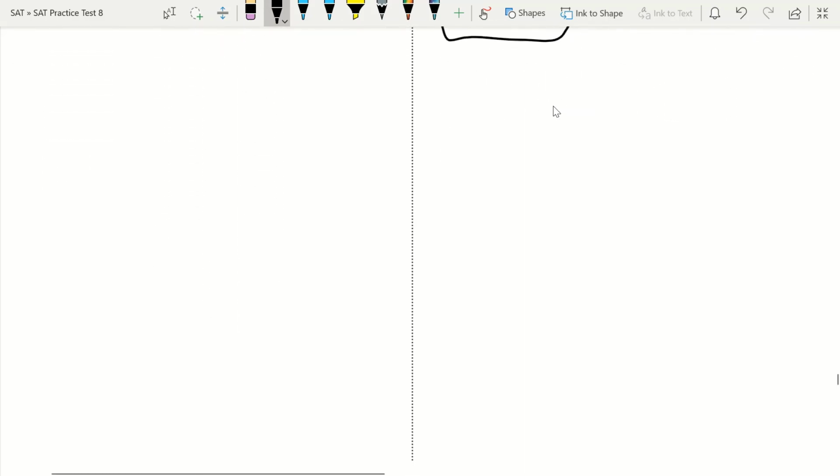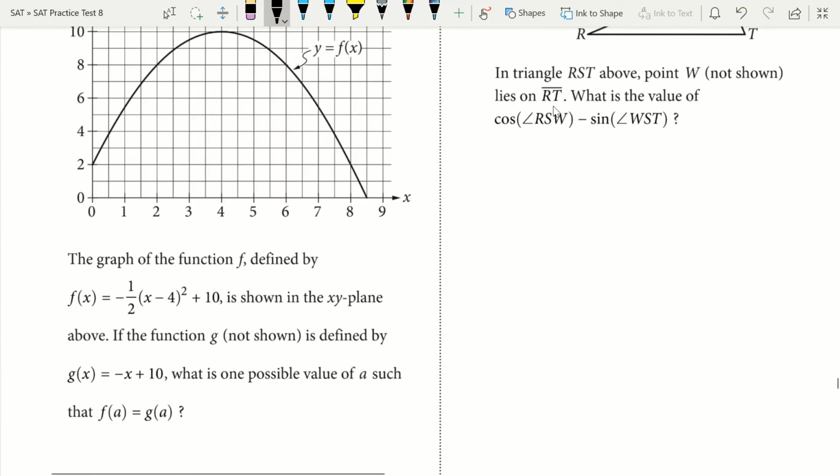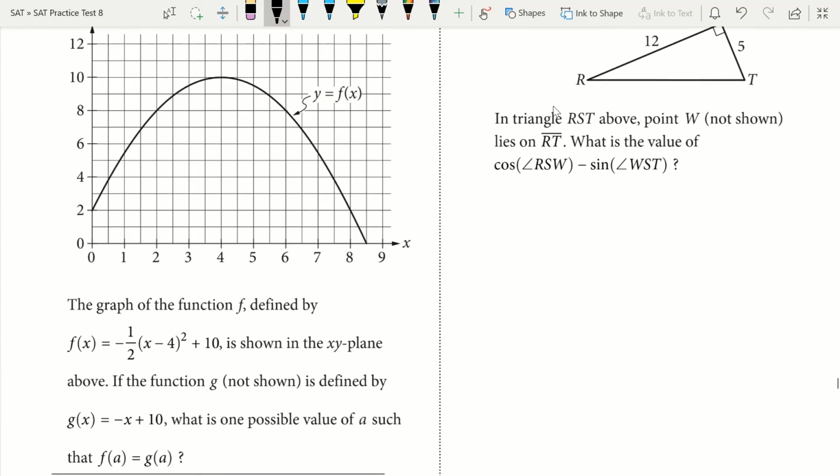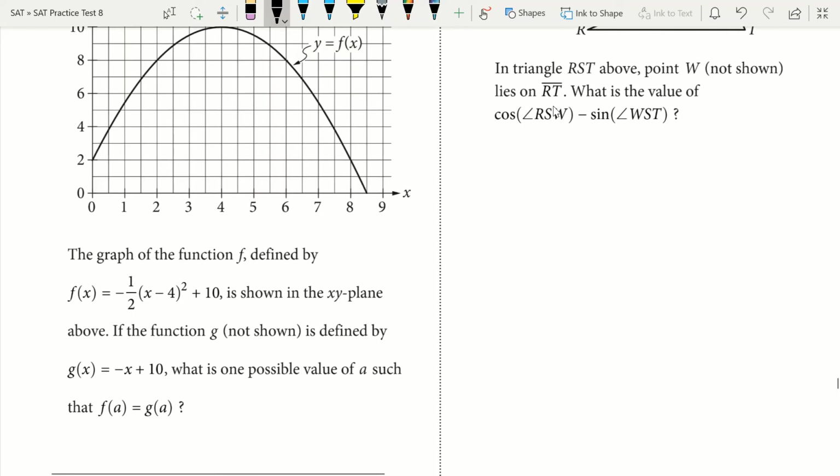All right, question 35. Graph of the function f is defined by f of x equals negative a half x minus 4 squared plus 10 is shown in the xy plane above. If the function g, not shown, is defined by negative x plus 10, what's one possible value of a such that f of a equals g of a? Okay, this value of a just means the x coordinate where they intersect because we're looking for where f of a equals g of a, right? We could think about it as x. It doesn't really matter, okay?